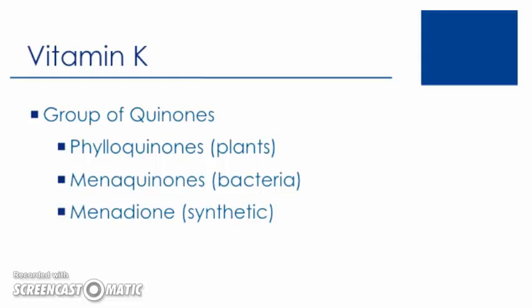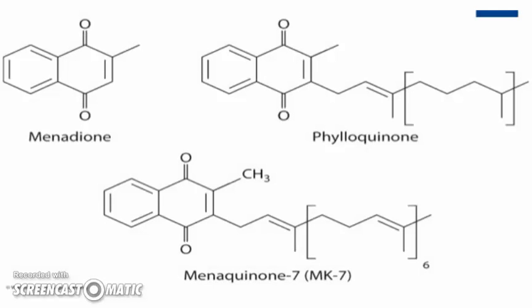The phylloquinones are naturally occurring in plants, and this is the form of vitamin K that we consume in foods. We see the three structures of the menadione, phylloquinone, and menaquinone, each containing this ring core.